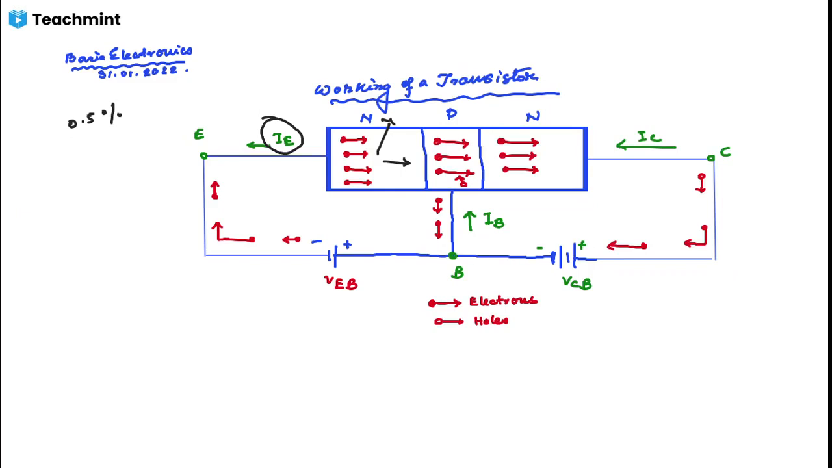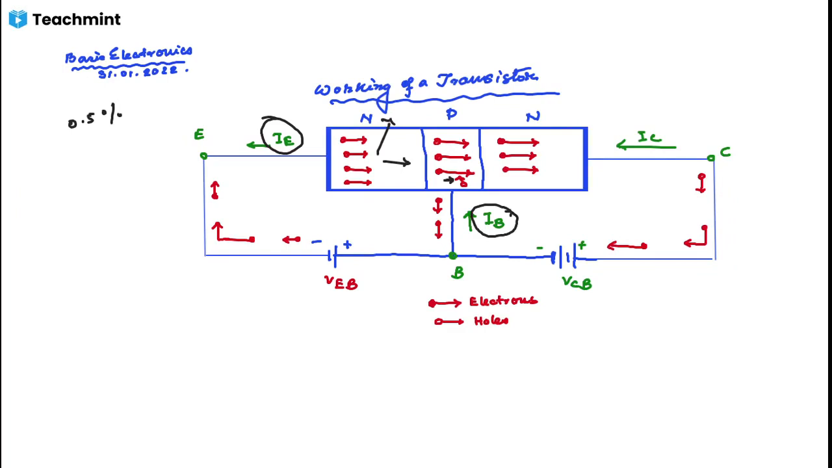After reaching the base region, the electrons tend to recombine with the holes. So we see here, this is the recombination. But since the base is very thin and lightly doped, only a few electrons combine with the holes to constitute the base current. So this is the base current.